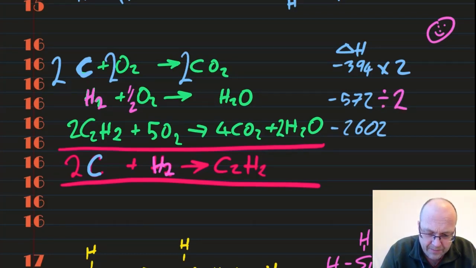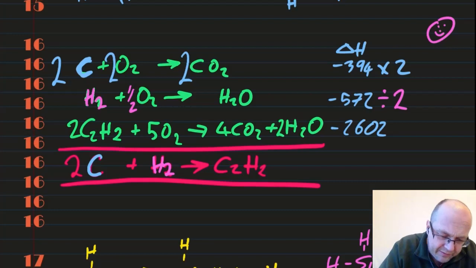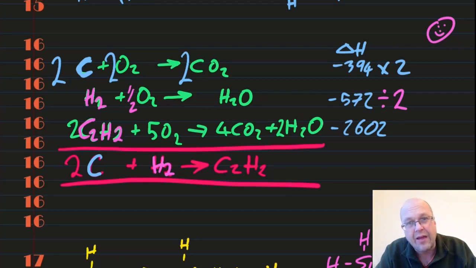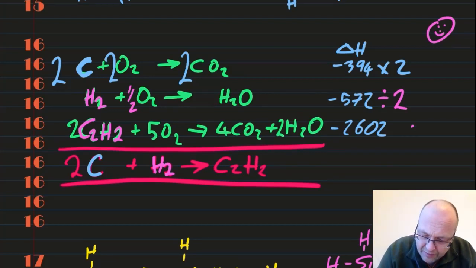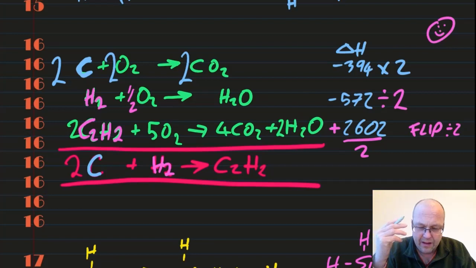Are we done? No. The C2H2, the ethine, again, appears only once, but it appears on the other side and on the target equation and halved. So I bet we have to flip this one. I think we have to flip it and then divide by two. So that would change the sign and divide by two. Now, in a minute and a half, I'm not going to do all that and then cancel. I just pretty much forget the carbon dioxides, oxygens, and waters are going to just work out.